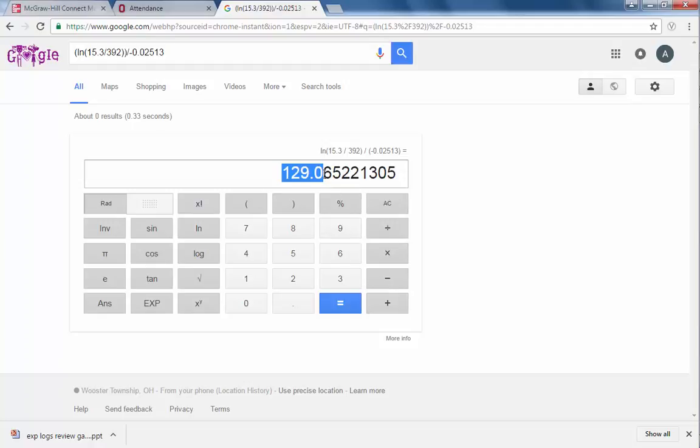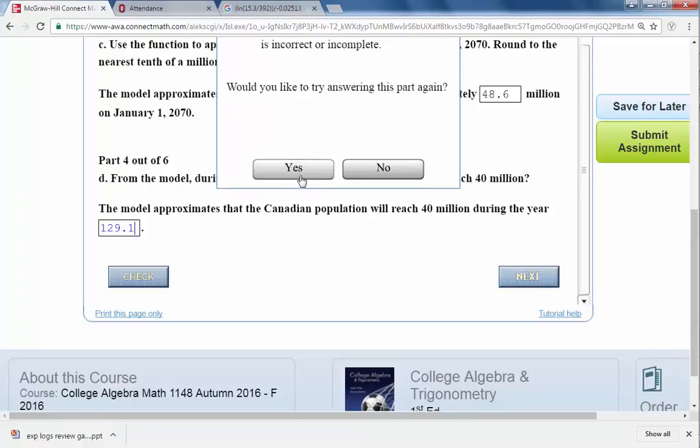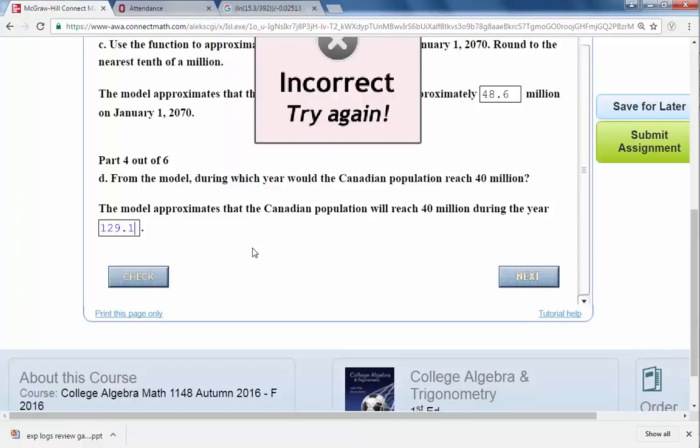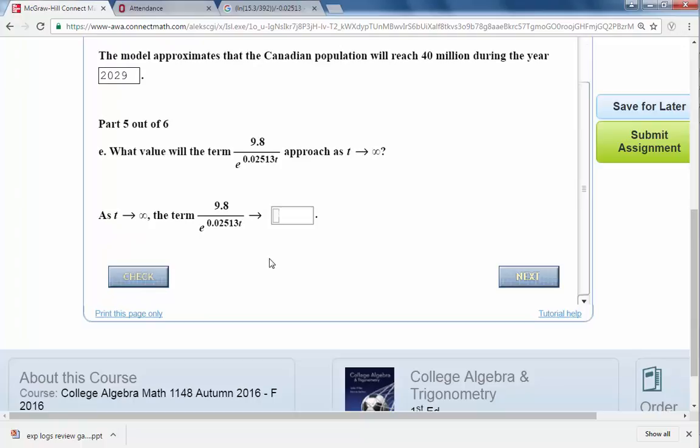129.1. Yeah, we need to round it to the nearest 10, so I need to round this up to 1. It'd be 2029. And now we don't need to worry about the decimal because we will be in that year still, so finally, yes.